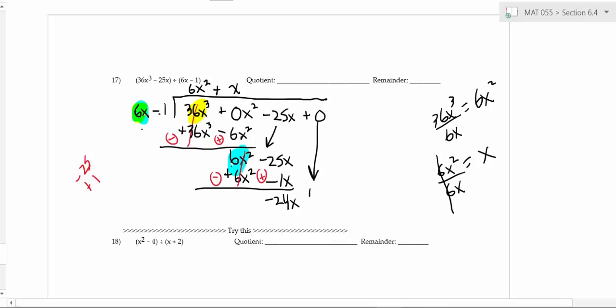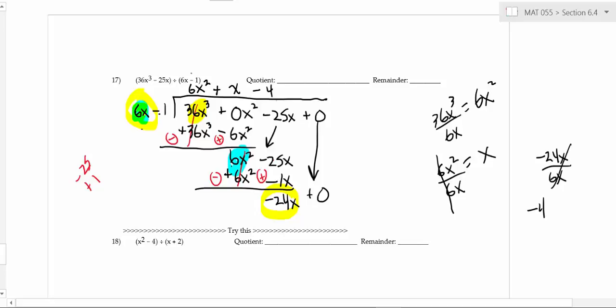And you've got to bring down the 0. You've got another thing to bring down, so bring it down. And then the last thing you're going to do is divide negative 24 by 6. So you've got to do division one more time. When I do negative 24 divided by 6x, what do you get? Negative 4. Do you see how the last term is always just a number?